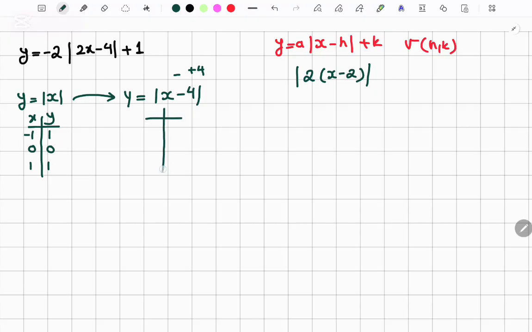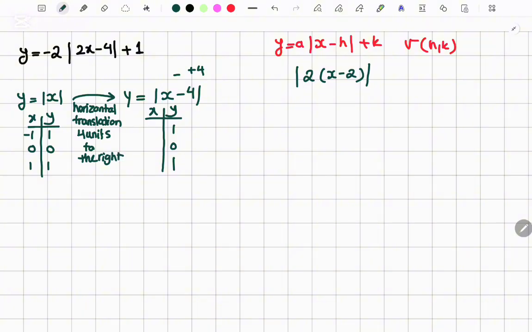So I'm going to have the chart and I'm going to copy all my y's from the previous part and I'm going to add 4 to all my x's. And if I want to tell you what is the actual name of this type of translation, it's going to be horizontal translation, 4 units to the right. So it's a horizontal translation, 4 units to the right. I copied my y's from the previous chart and I'm adding 4 to all my x's.